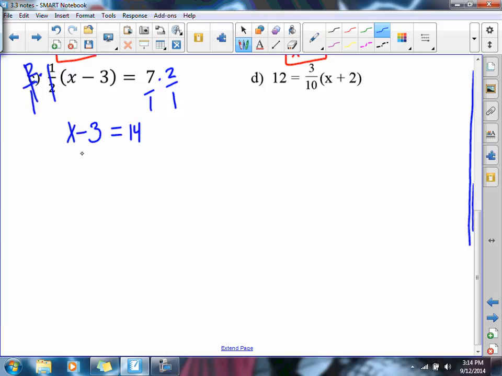So now I have a one-step equation. I just have to add the 3 over so I know what the x is going to be. By adding the 3, I undo that subtracting 3. I get 17. Okay, so make sure you show your work for each step.